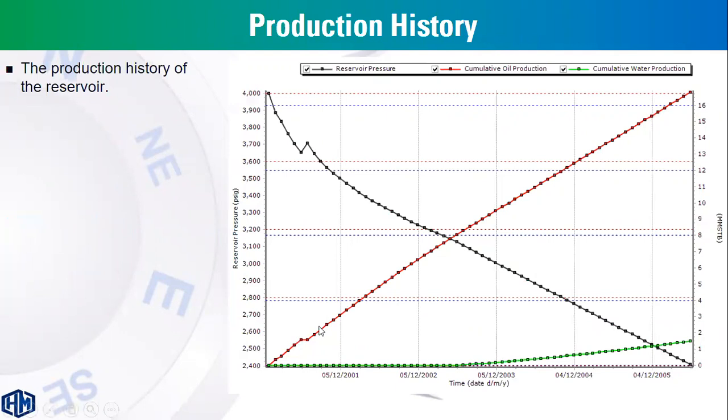In this case study, this is the production history for this field. We have reservoir pressure against the cumulative oil and the cumulative water production. For this field, water production started in the middle of 2002, and we have a continuous increase in water production, as you can see, and a continuous drop in the average reservoir pressure, and this is the cumulative oil production.